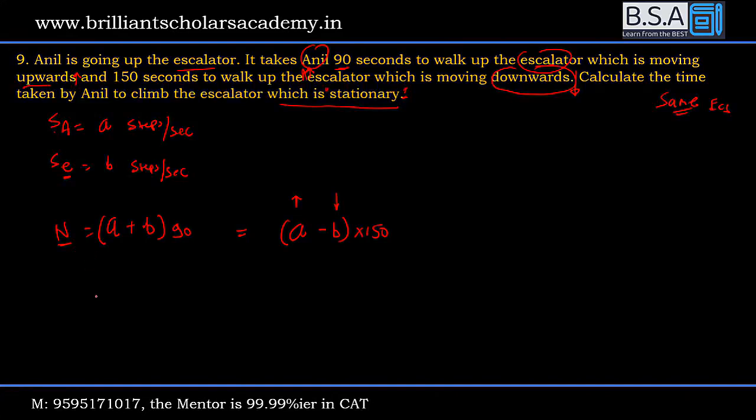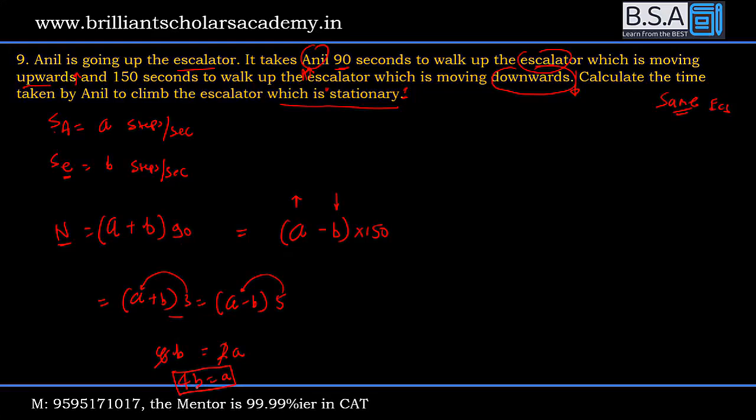Leave it there. Don't manipulate it. I'm rewriting this. If I rewrite and cancel 30, this becomes (a plus b) into 3 is equal to (a minus b) into 5. Rearrange that. This will become 3a, this will become 5a. You transfer on the right side 2a. This will be 3b and this 5b will go on the opposite side. It will become 8b. Cancelled. 4b is equal to a. So speed of Anil is 4 times the speed of the escalator.